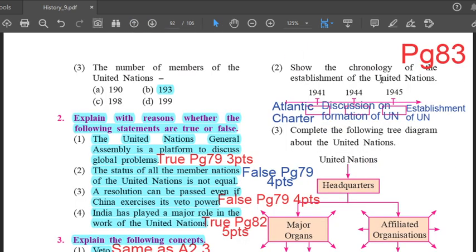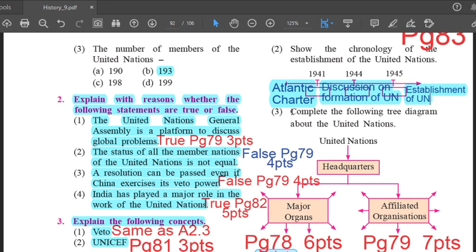Show the chronology of the establishment of the United Nations. Now this is a timeline, children. I've written the answer over here only. 1941. What happened? Atlantic Charter was signed. So Atlantic Charter. 1944. Discussion and formation of the United Nations. The next one, 1945. Establishment of the United Nations. Next, the third web.